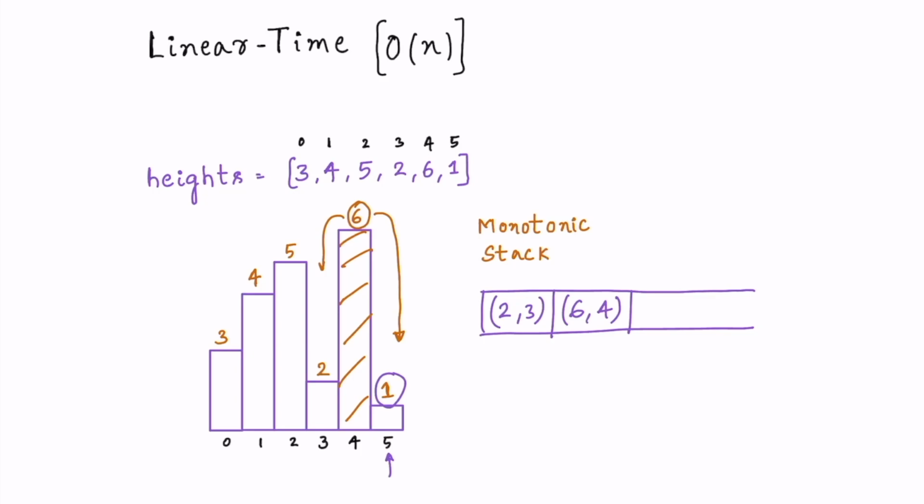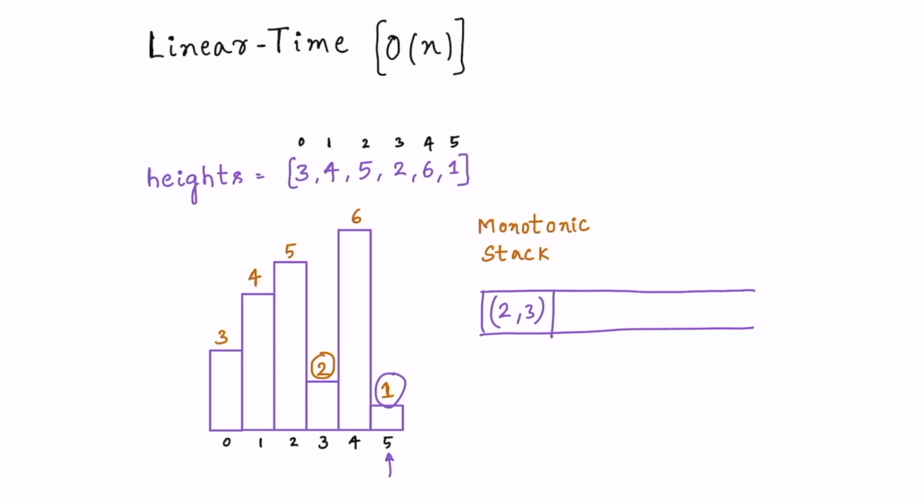And the area of this rectangle is the minimum height, which is 6, multiplied by the right edge, which is 5, minus the left edge, which is 3, minus 1. And the area is 6. We remove this bar from top of the stack. So the current top of the stack is this bar of height 2.